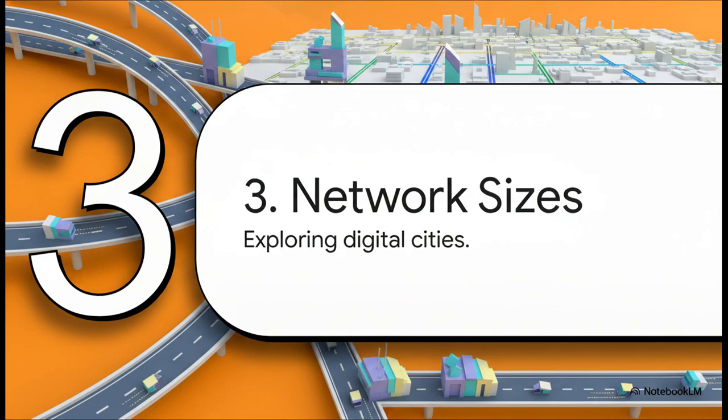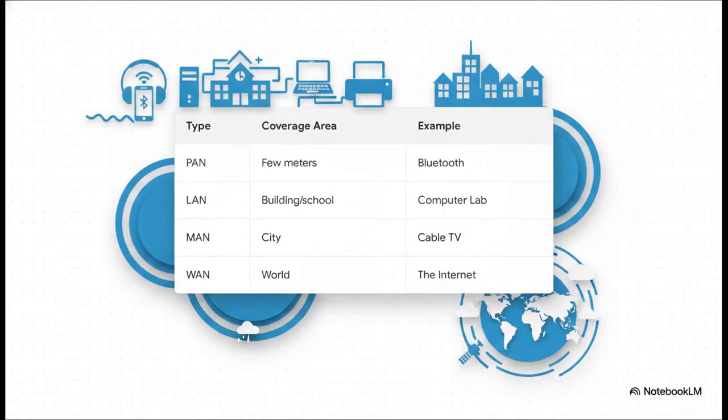Section 3, Network Maps and Sizes, exploring the layout of digital cities. Networks come in all different sizes, tailored perfectly to whatever we need them to do. Starting at the very smallest, we have a PAN, or Personal Area Network. This is tiny, just a few meters around you, like connecting your phone to your wireless headphones. Step it up a notch, and you get a LAN, a Local Area Network. This is what you'd see connecting devices in a single room, a building, or your school's computer lab.